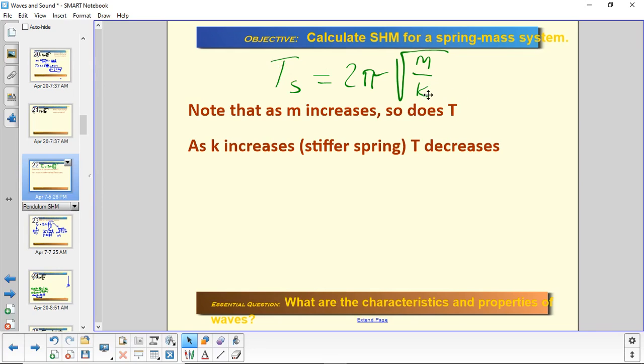Now, conversely, if we have a stiffer spring, in other words, K gets bigger, more newtons per meter, that's going to make the period smaller, which also kind of makes sense. You put in a stiffer spring, it's going to vibrate back and forth faster. So AP does want you to be able to evaluate how changing these variables will tend to change the result.